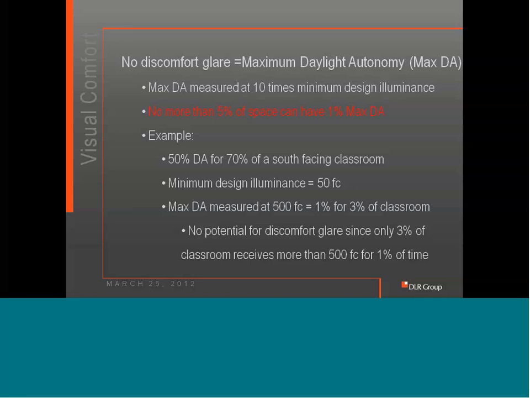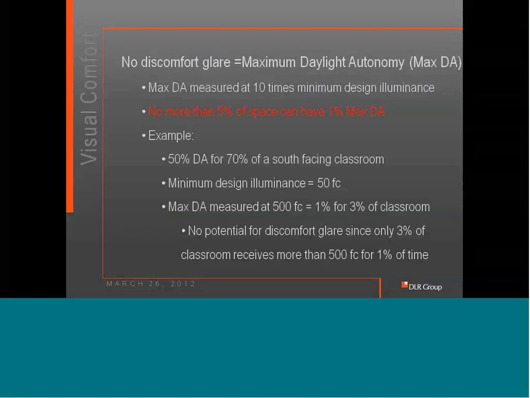The metric here is that no more than 5% of the space can have more than 1% max daylighting autonomy. Again, 1% max daylighting autonomy means 1% of the year cannot be more than 500 foot candles. If more than 1% of the year is more than 500 foot candles for more than 5% of the space, then that space is not a glare-free space. That makes sense?